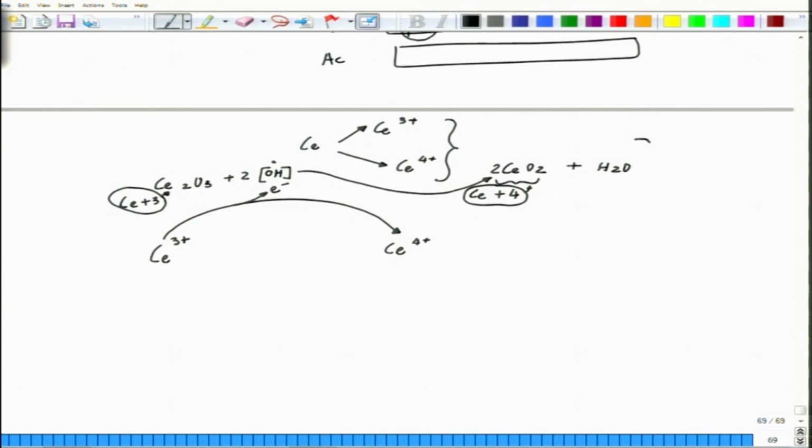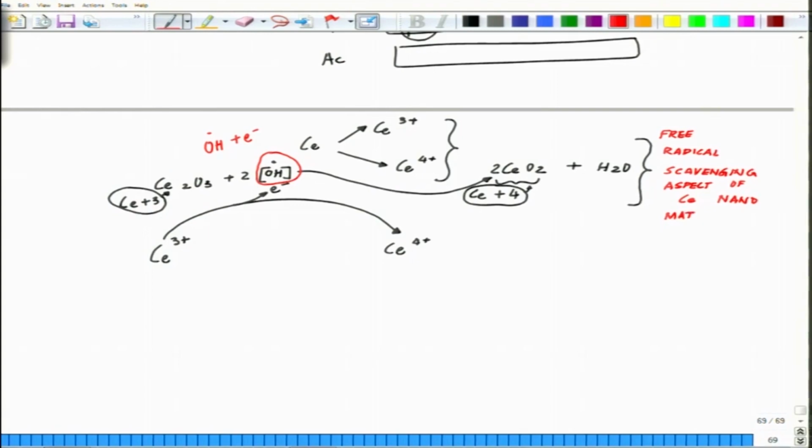So, here you have the free radical sitting there. This free radical OH dot got an electron and became H2O. Now, this process is the free radical scavenging aspect of the ceria nanomaterial.